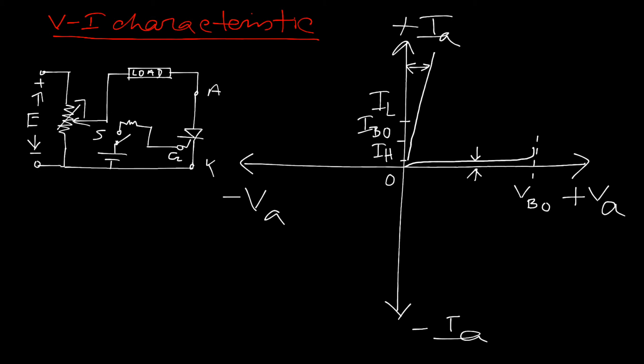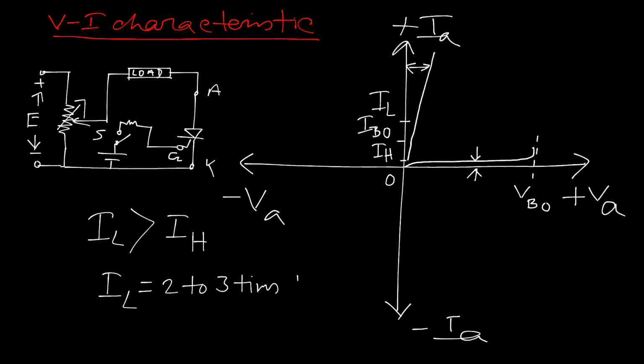From the above discussion, we can conclude that IL must be greater than IH. That means the latching current is always greater than the holding current, and in numerical value normally IL is equal to 2 to 3 times IH. This is what we can conclude from experimental validity.